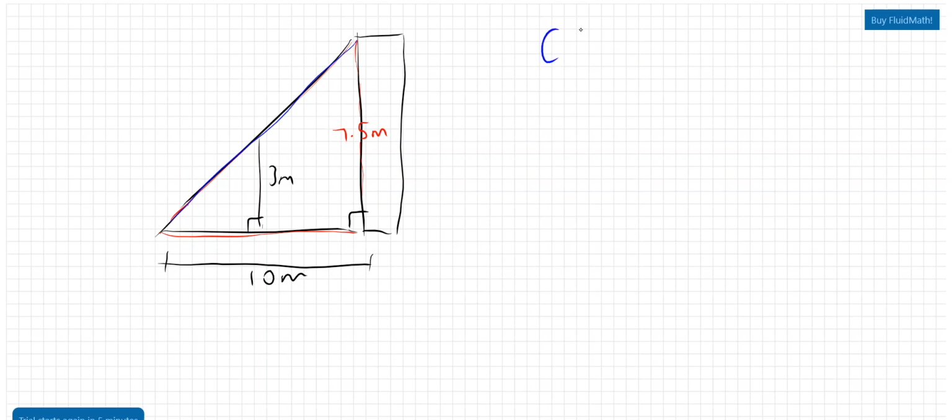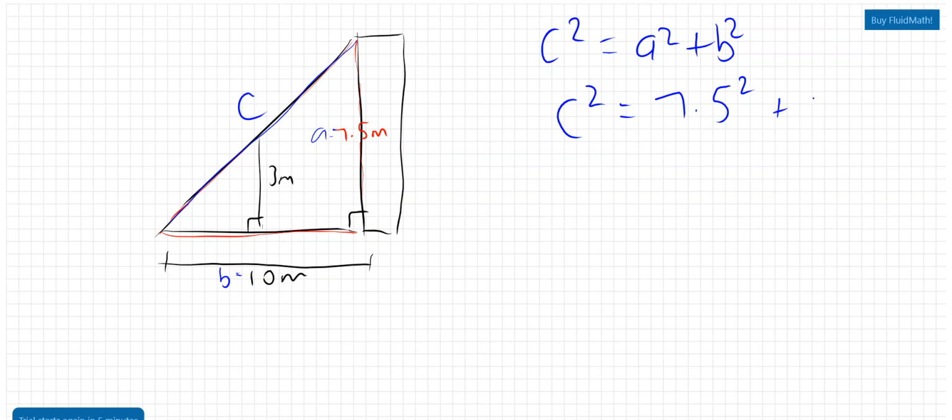So using Pythagoras, c squared is equal to a squared plus b squared. And that's c, my unknown side length there, the length of the timber. So c squared is equal to, a can be 7.5 and b can be 10. So 7.5 squared plus 10 squared.